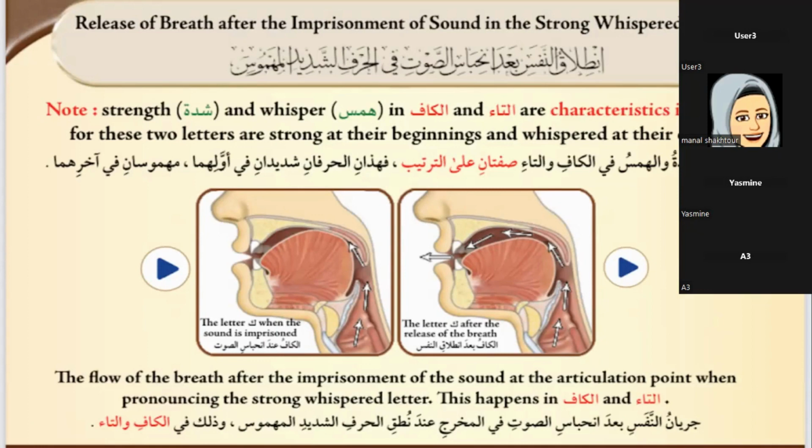And this concept is clear when the letter is non-voweled, right? Book, bukratan, kitabak, back, kadhdhabat, kadhdhabat thamud. So at its beginning it's a strength letter, and at the end, it's a whisper.